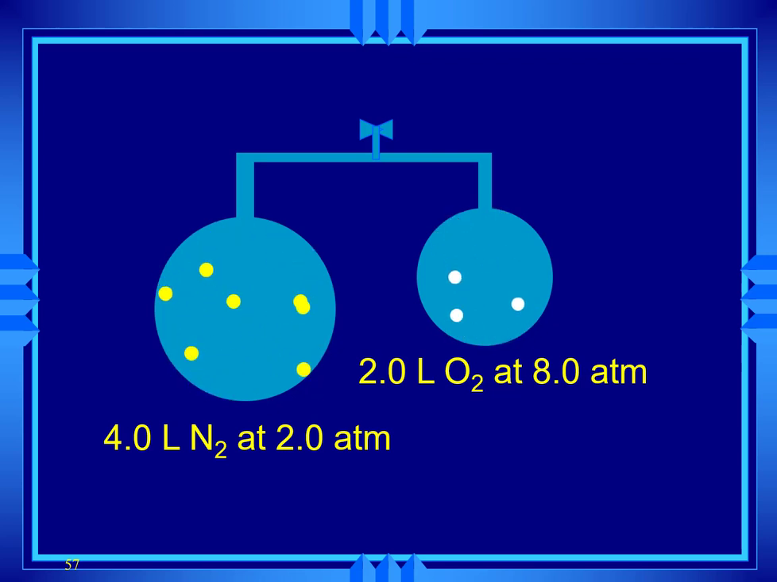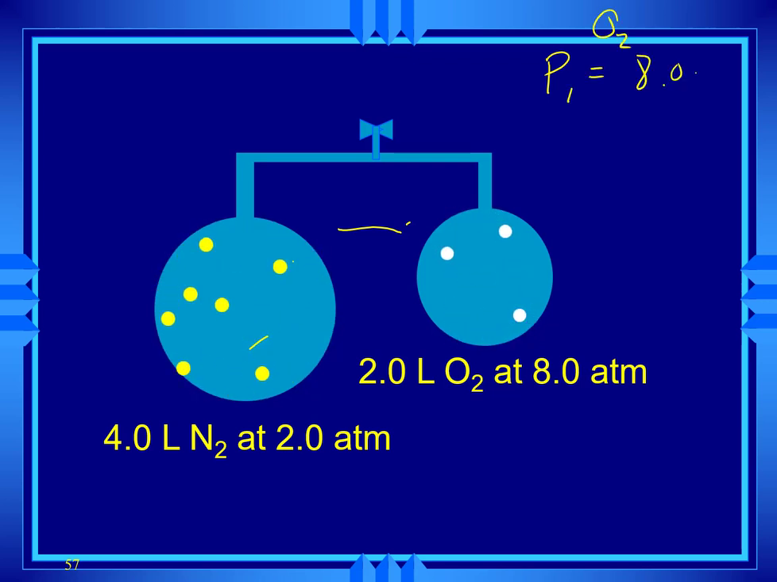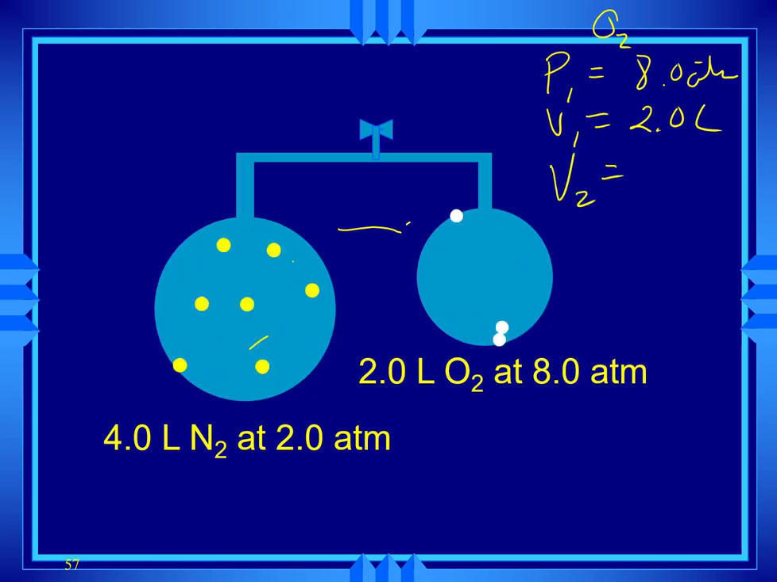So for the oxygen, what was the first pressure? Actually, let me do it on the correct side. Now, what was the first pressure of the oxygen before I opened up the valve? Okay, the first pressure it had was 8 atmospheres. And its first volume was 2.0 liters. What is volume 2? Well, when I open up the valve, how much space does the oxygen have to move around now? It can now move in 6 liters, right?